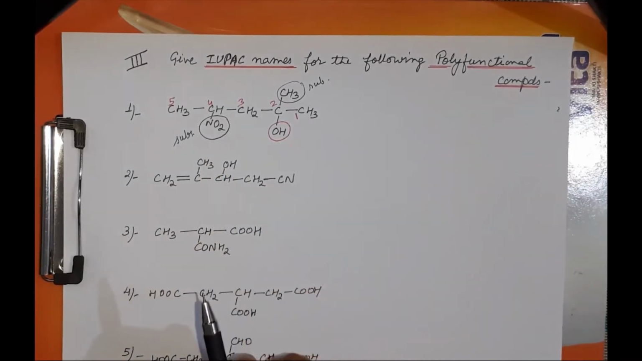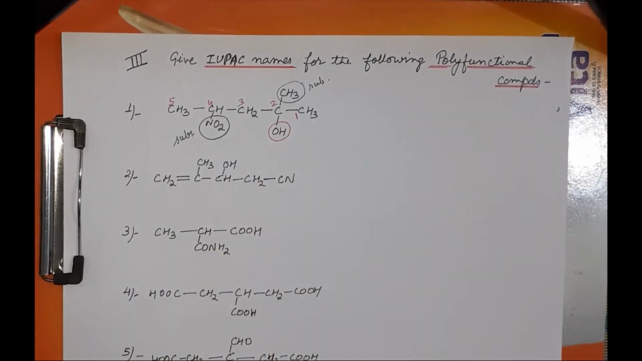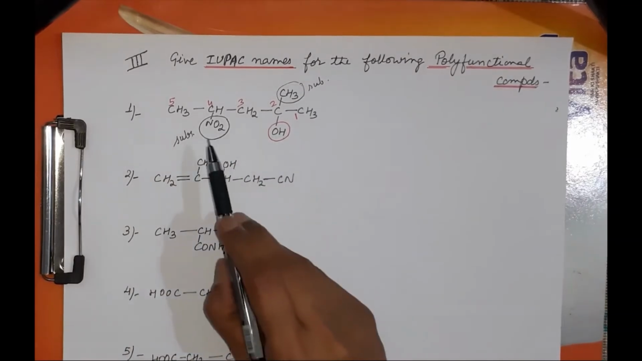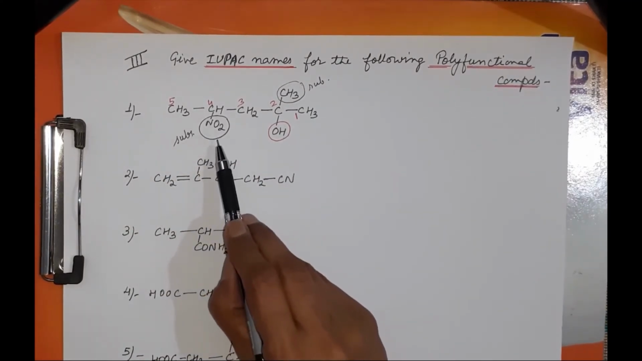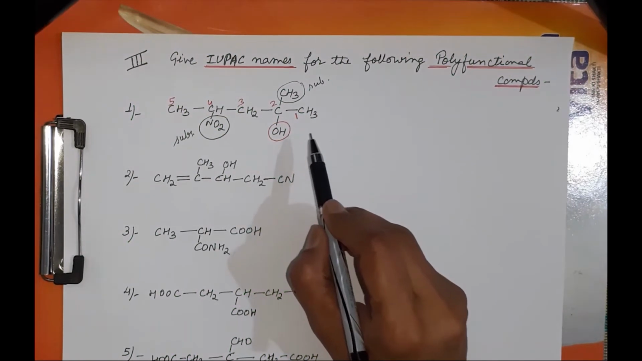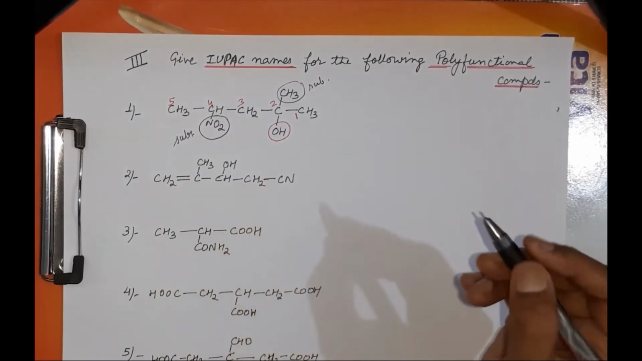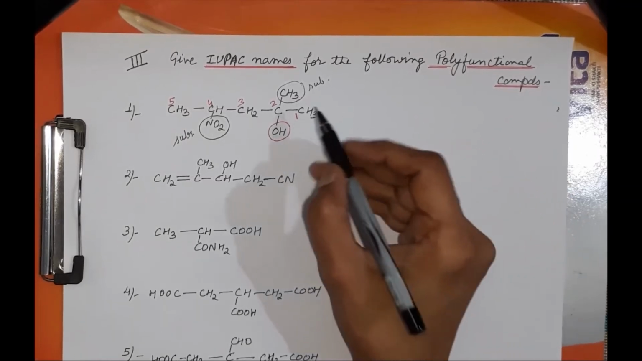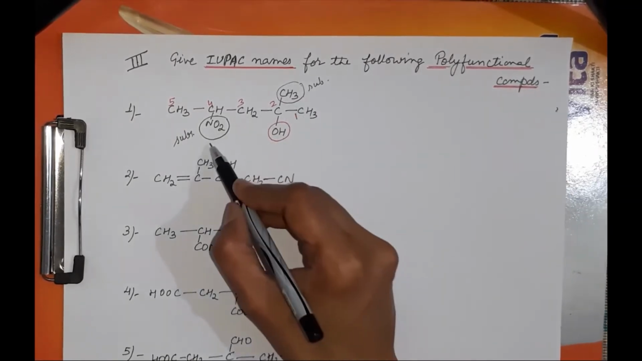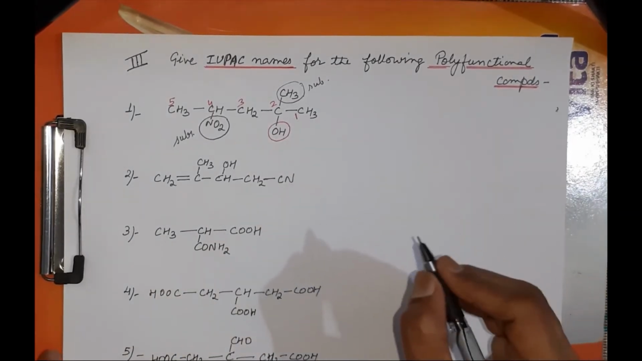But as I have discussed earlier also, whenever this nitro NO2 group is present, it is considered as a substituent. So in this case, we will have 2 substituents, nitro group and this methyl group, and OH will be the functional group. So first we will do the numbering of the parent chain, and then we will write the IUPAC name. This is the methyl group, this is the nitro group. So they will be written as a prefix in alphabetical order.